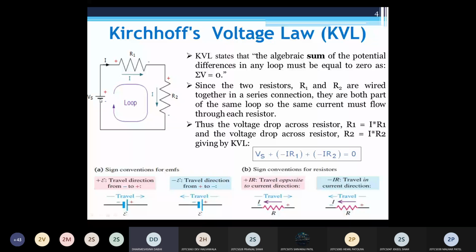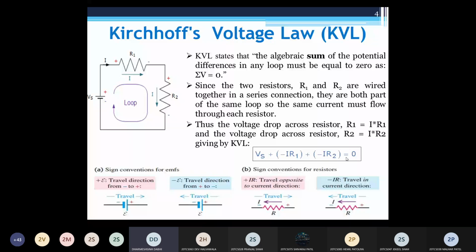So you can also write this equation: Vs is equal to I1 into R1 positive plus I1 into R2 positive. Clear? So that's the way you can also write. So both ways the equation becomes the same. Vs is equal to I R1 plus I R2, or you can write Vs minus I R1 minus I R2 equal to 0. So both equations are the same. There is no difference in the two equations.